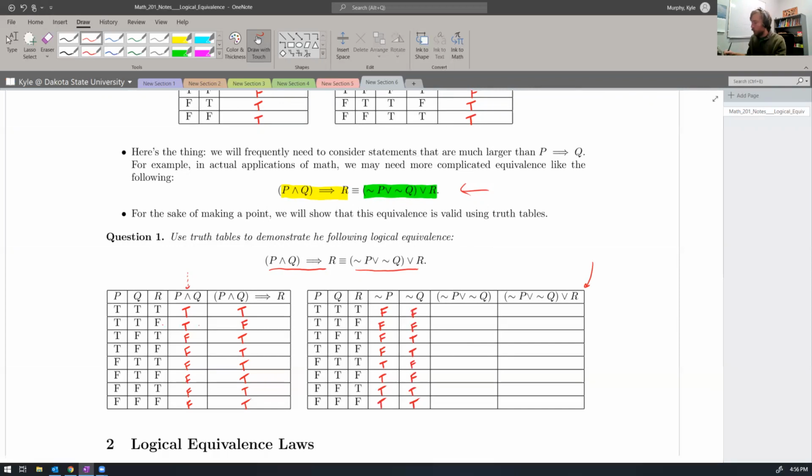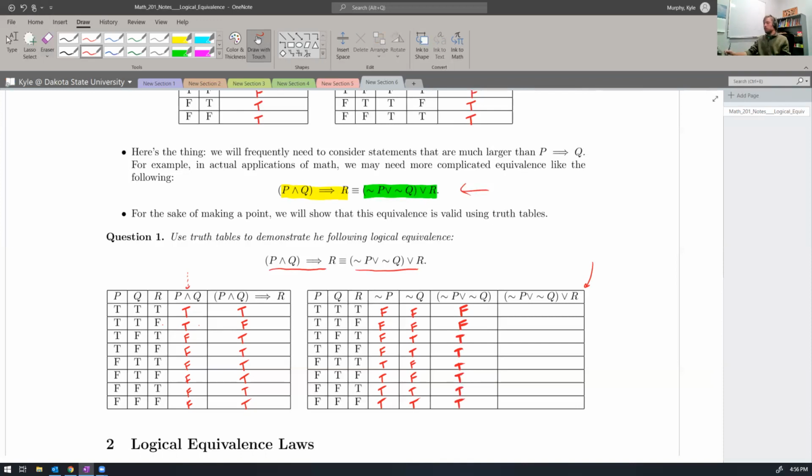And not P or not Q, that statement will be true whenever at least one of not P or not Q is true. And I have accidentally made a mistake. There we go. That would be false. True, true, true, true, true, true.